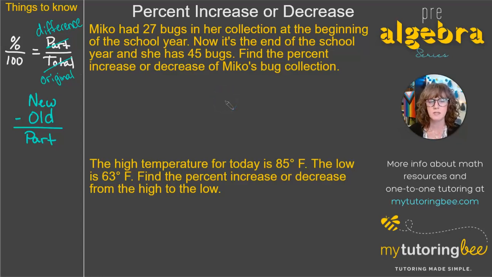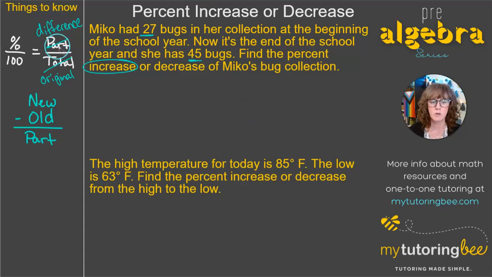Let's take a look at this first problem to see where those numbers are going to fit into our proportion method. All right, we've got Miko had 27 bugs in her collection at the beginning of the school year. Now it's the end of the school year and she has 45 bugs. Find the percent increase or decrease of Miko's bug collection. She started with 27 and now she has 45, so it looks like we're looking at an increase, right? Her bug collection has grown over the school year.